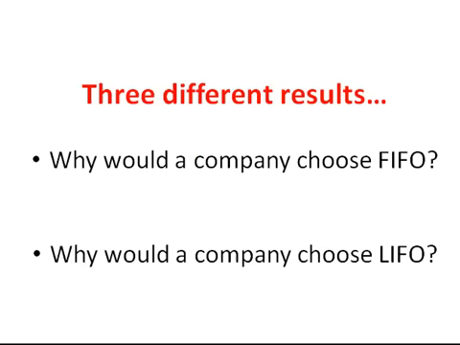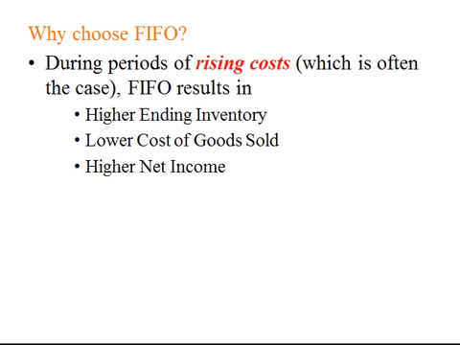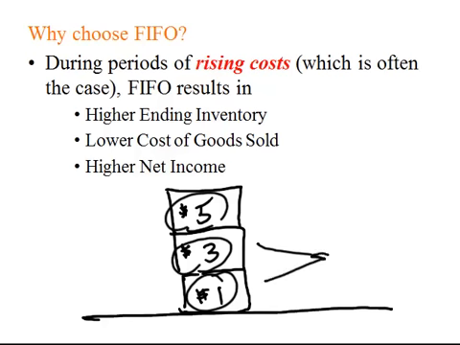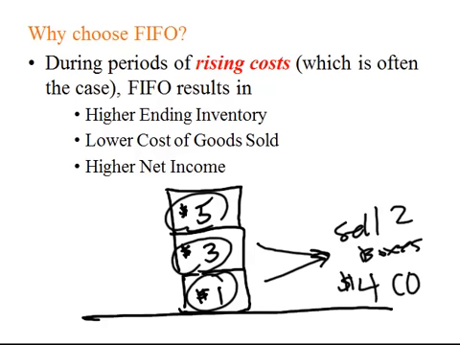So you might be wondering, why would a company choose FIFO? Why would a company choose LIFO? In periods of rising costs, which is often the case and was in our example, FIFO results in higher ending inventory, lower cost of goods sold, and higher net income. Assume, for example, in January we acquired a box that cost $1, and then in March we acquired a box that cost $3, and in June acquired a box that cost $5. If we sell two boxes, first in, first out, we're going to assume that our cost of goods sold is $4 and that we have $5 of ending inventory.